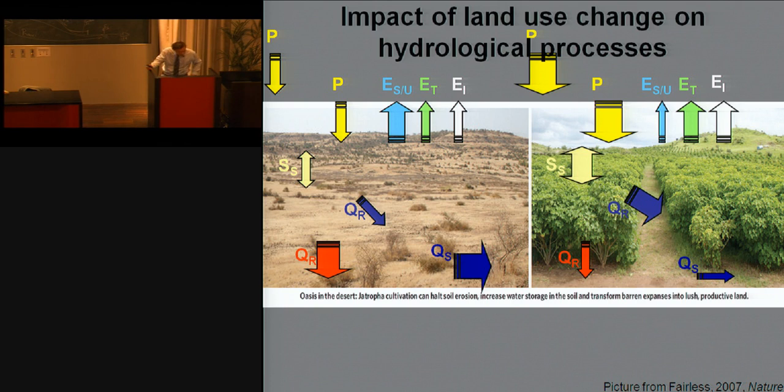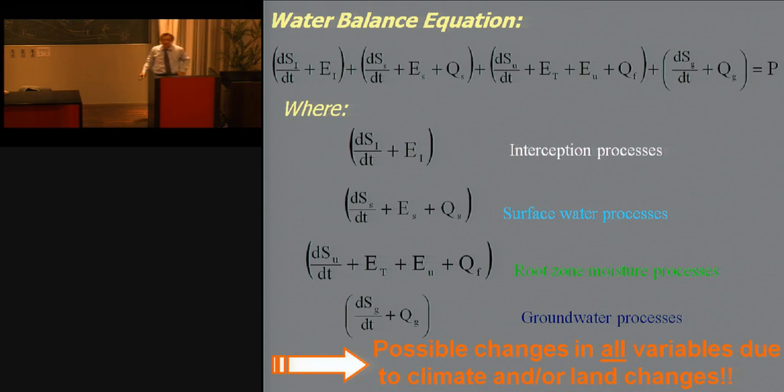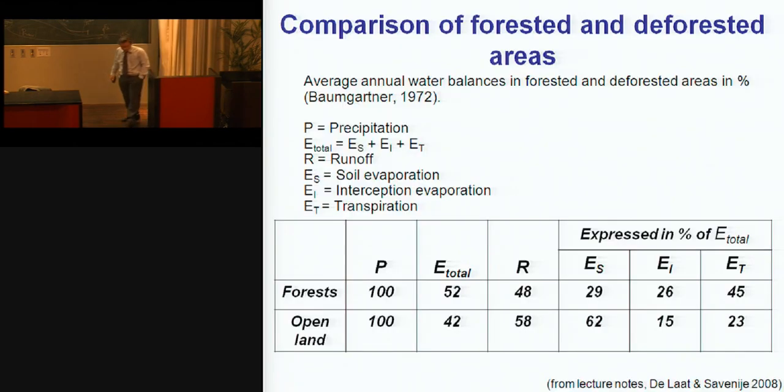My water balance equation, and the point is that here all these parameters change depending on land use and climate. I really apologize for this blackboard that we cannot see this. If that is clear, we just look at a couple of examples. Always good to show some examples.